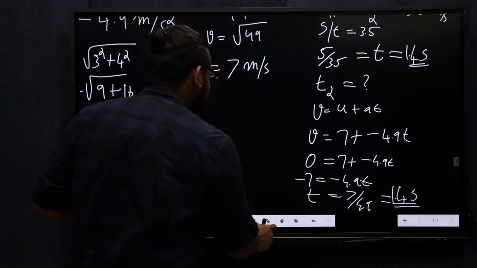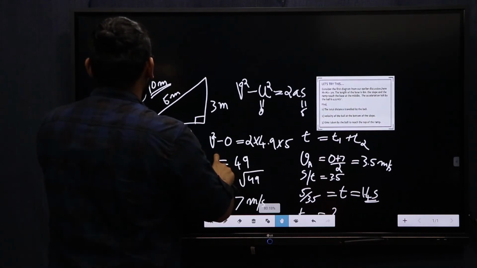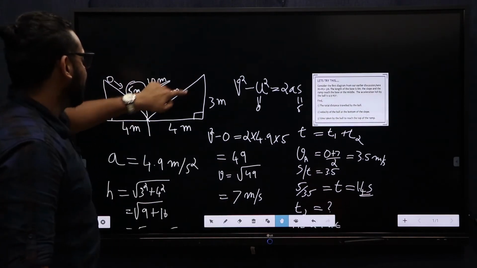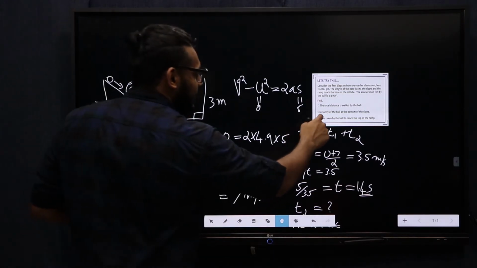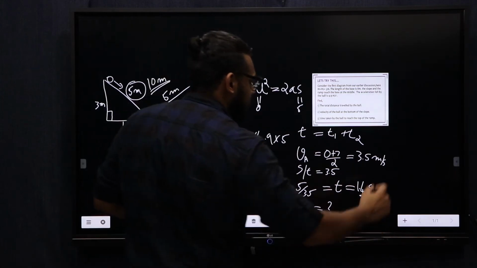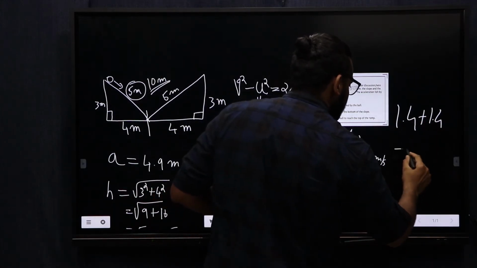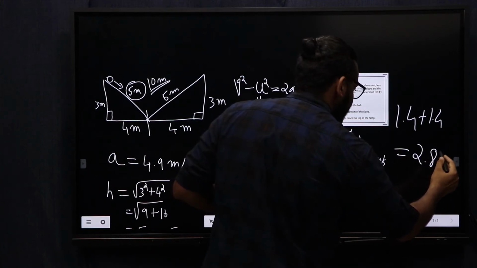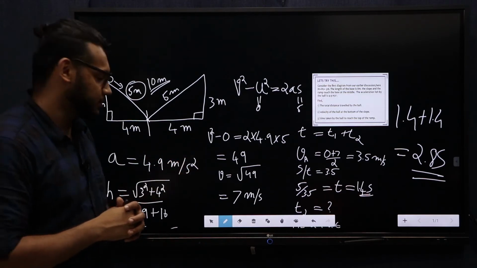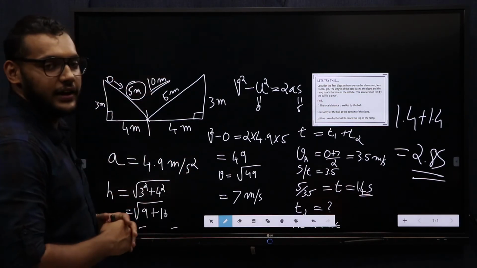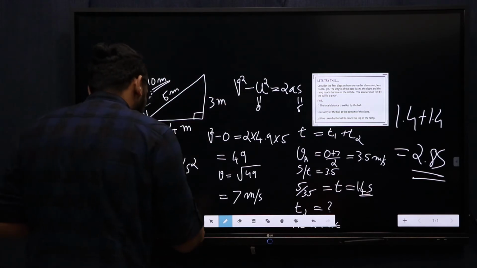Now, this is quite obvious because we found the first answer to be 1.4 and we know that these two triangles are symmetric, so this also has to be 1.4. Therefore, the answer for the third question is 1.4 plus 1.4, that is equal to 2.8 seconds. I hope you've all understood this problem. We've looked at this problem in a different way. We've covered quite a few topics as we've gone along.